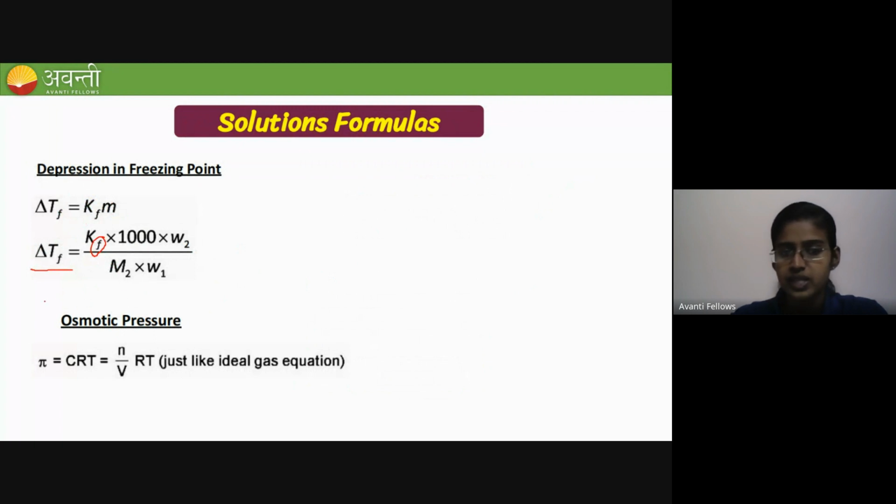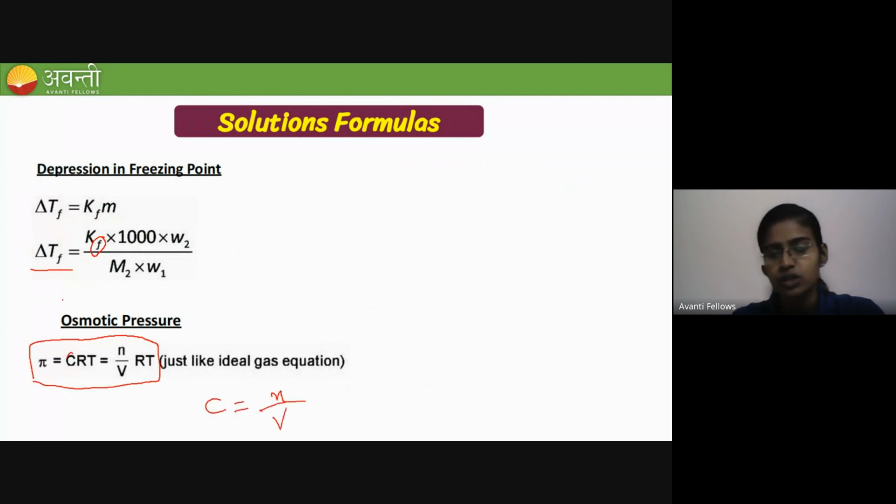And for osmotic pressure, it is equal to CRT. And we know concentration is equal to number of moles divided by volume. So instead of the C, put n by V. According to the question, you have to use the corresponding formulas. Okay. This is for solutions. The colligative property formulas and Henry's law and Raoult's law formula, that alone you are going to study from solutions.